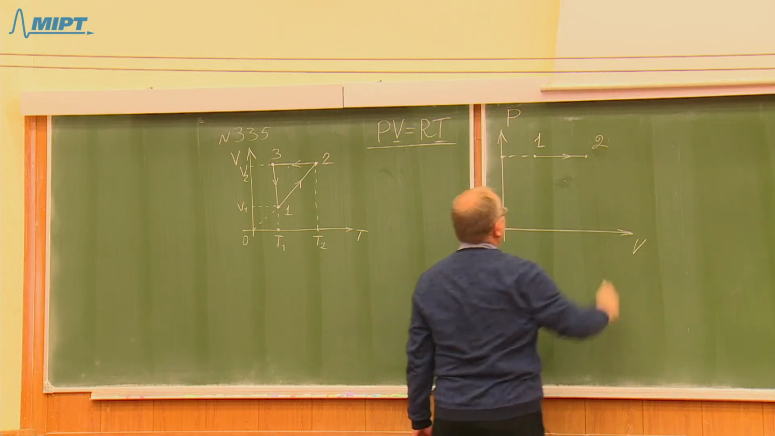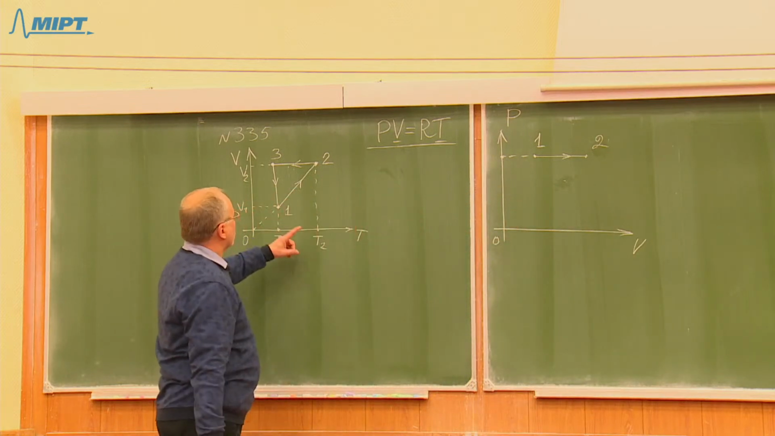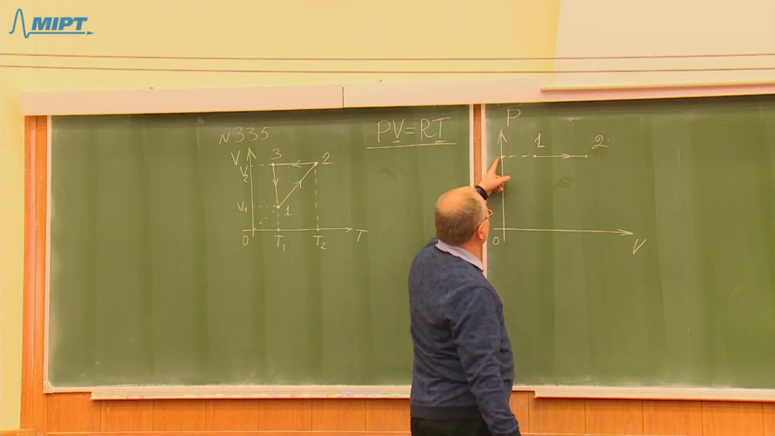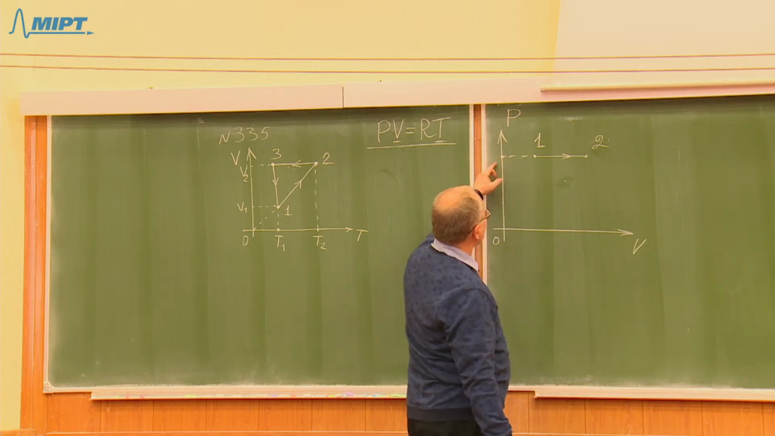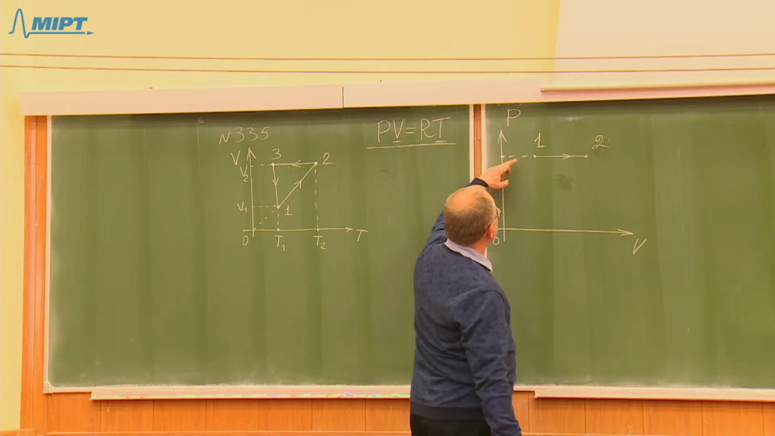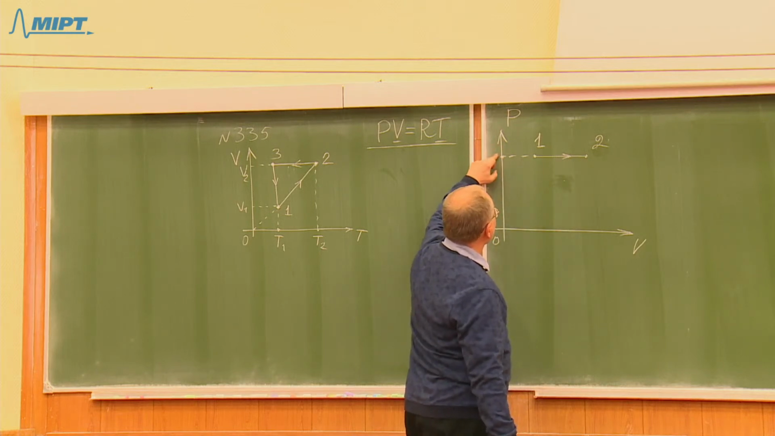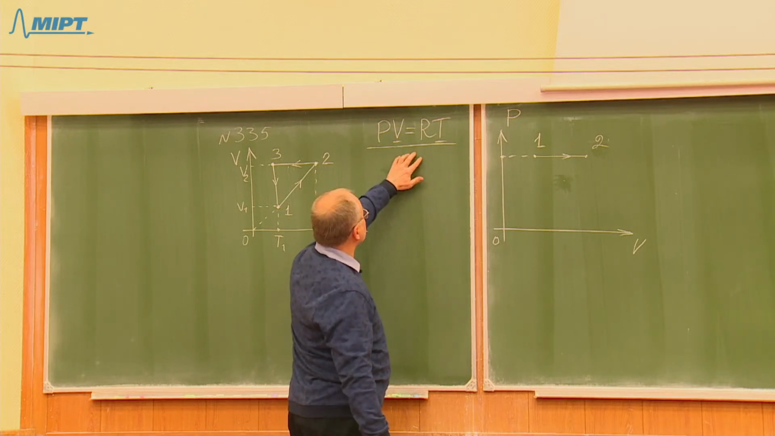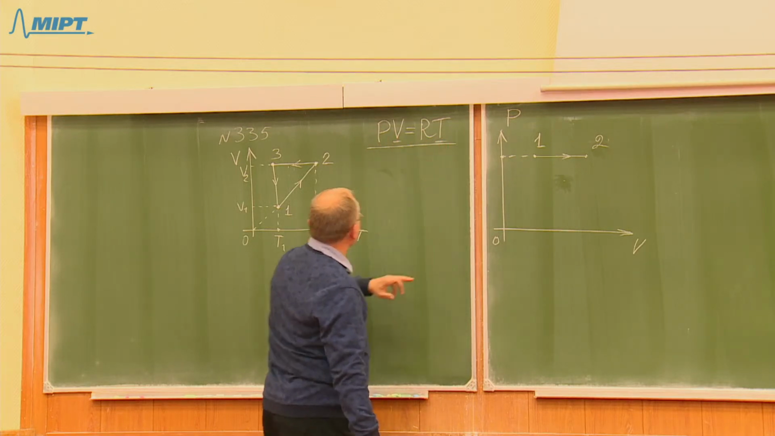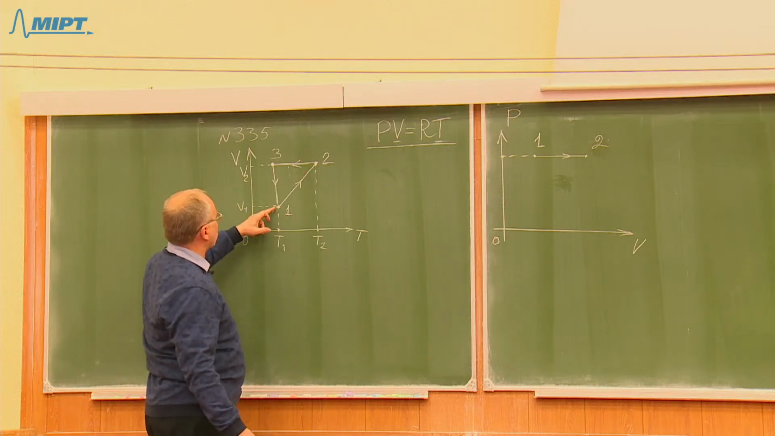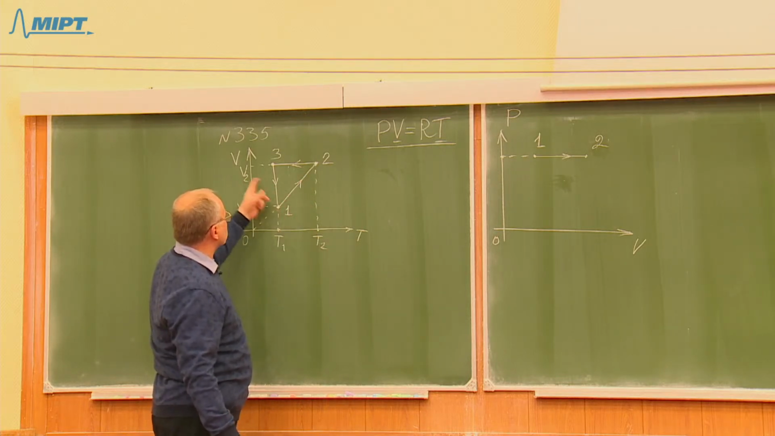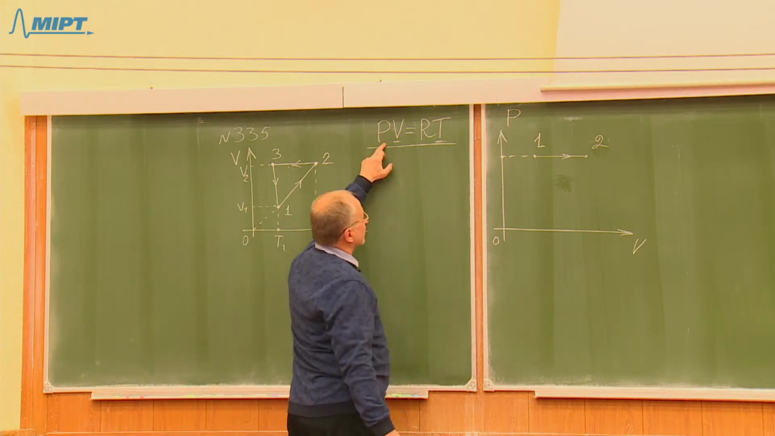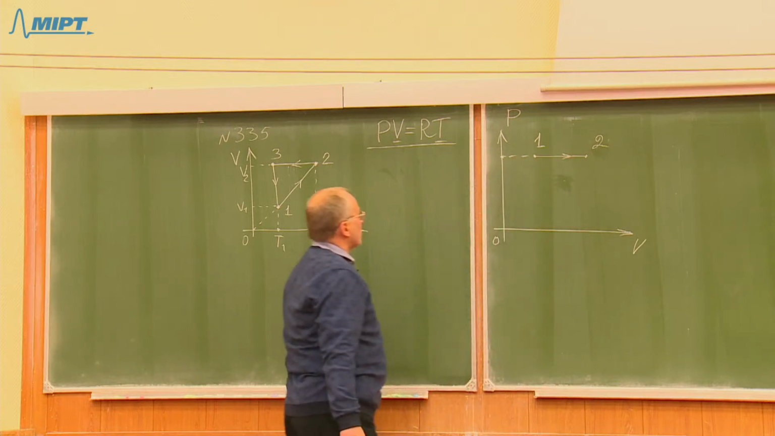That will be the line showing process 1, 2 on the PV diagram, the pressure versus volume diagram. The pressure must be constant during this process. Why do we know that? Because of the equation of an ideal gas. If volume is proportional to temperature, and volume is actually proportional to temperature on this diagram according to the statement of the problem, then pressure must be constant. And we just indicate this process here.